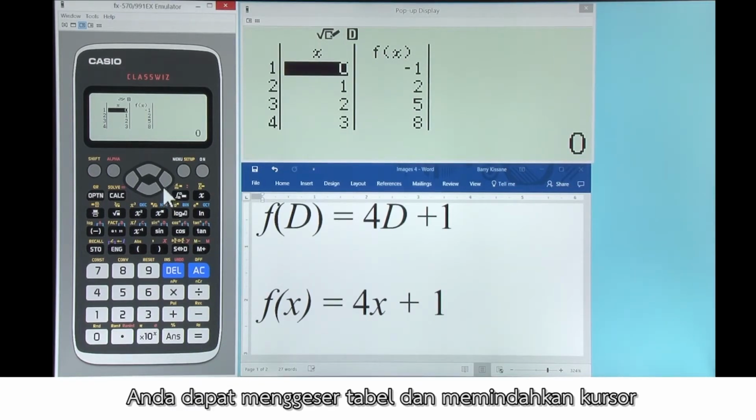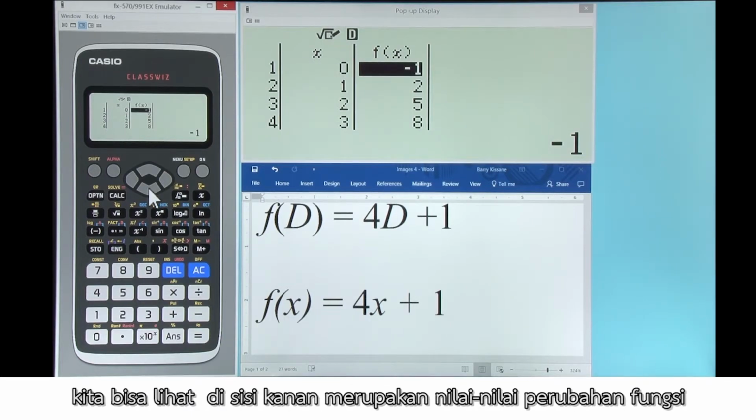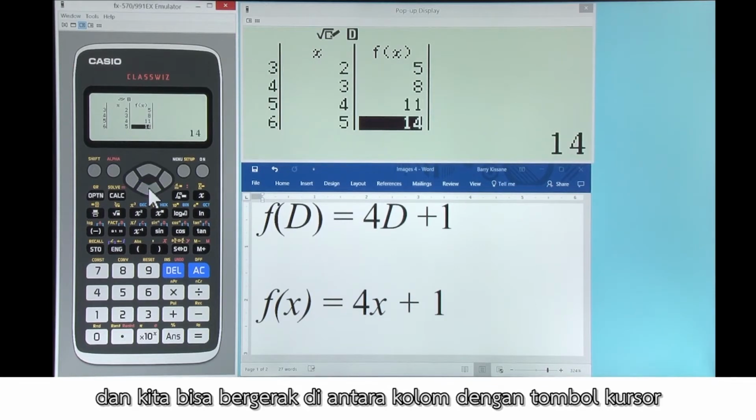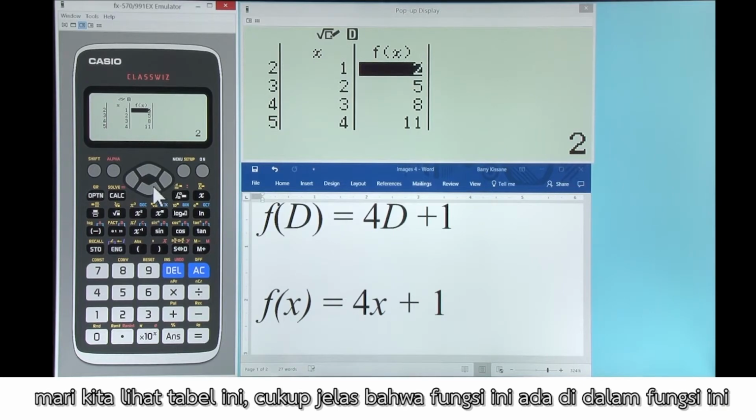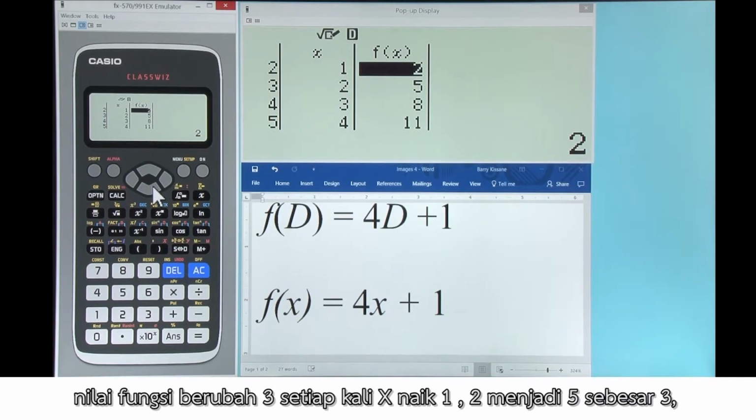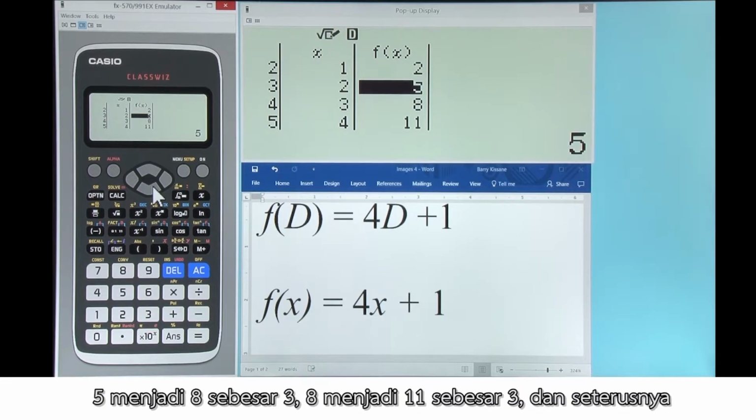And you can scroll the table and move the cursor. We can see here on the right hand side as I'm moving, the values of the function change, and we can move between the columns with the cursor keys as well and see the value of the variable changing. If students look at a table like this, it's quite clear that for this function the values of the function change by 3 every time x goes up by 1. 2 to 5 is 3, 5 to 8 is 3, 8 to 11 is another 3.